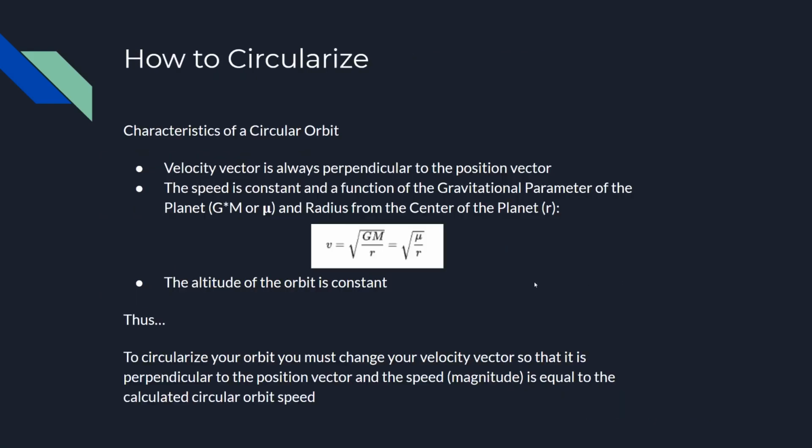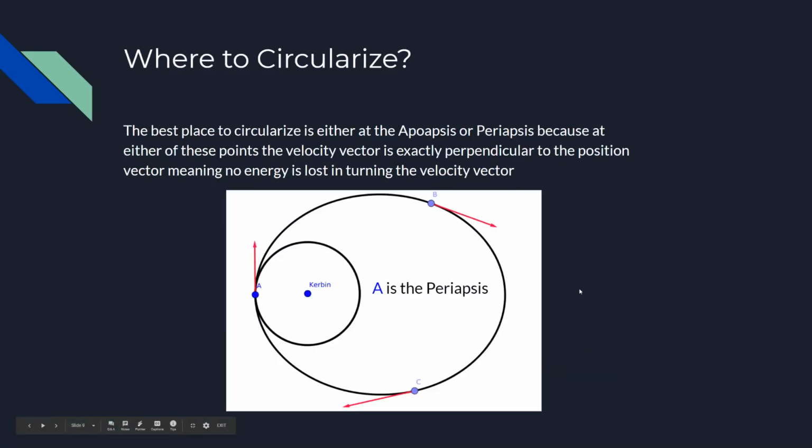at the apoapsis. And for those that don't know what it means to circularize, in orbital mechanics, a circular orbit is one that is, of course, circular, but in order to achieve that, you first need to make sure that your velocity vector is perpendicular to your position vector, and the speed is constant and is dependent on this equation here, where mu is the gravitational parameter, which is calculated by G and the mass of the planet, and then r is the distance to the center of the planet. So you use that to calculate the velocity, and if you get your velocity vector to be perpendicular and its magnitude to be this value, that's how you get a circular orbit.